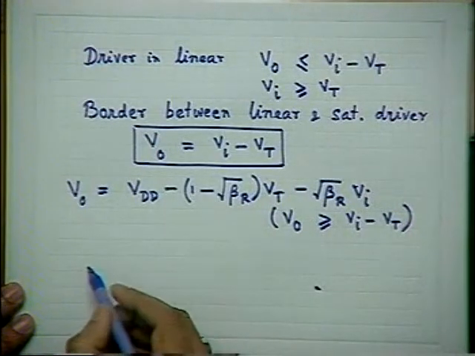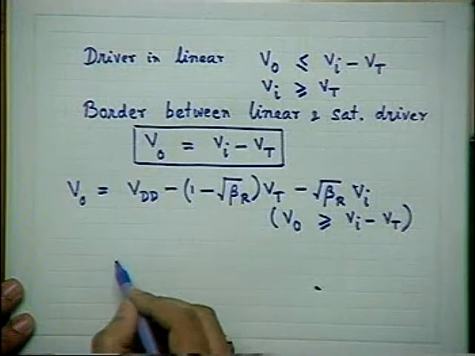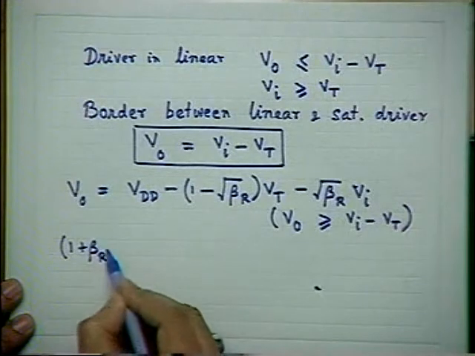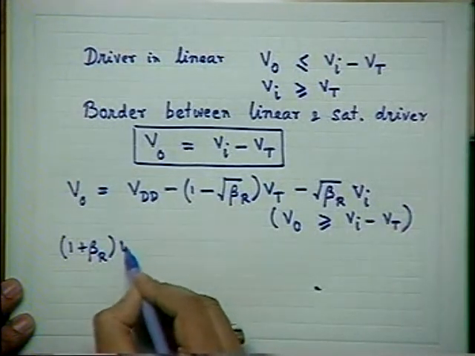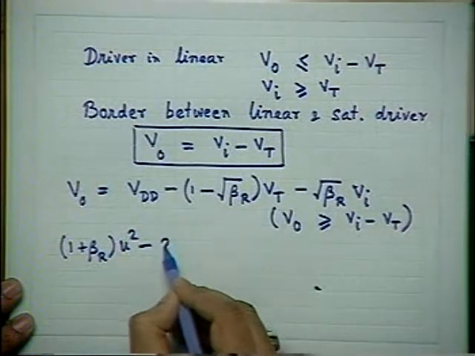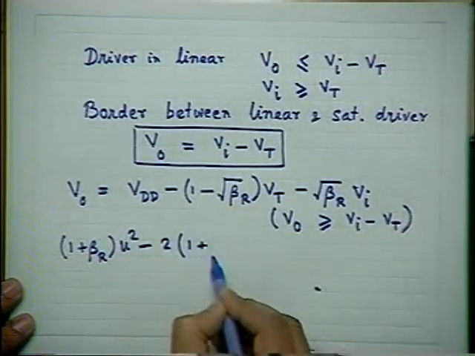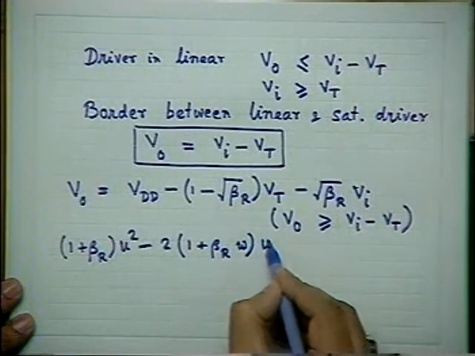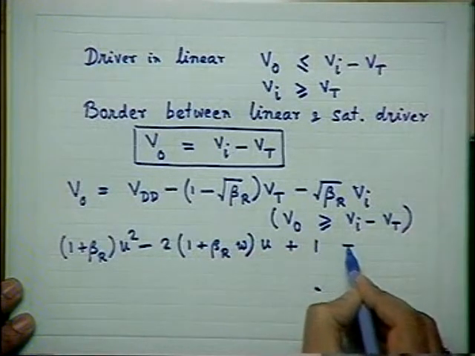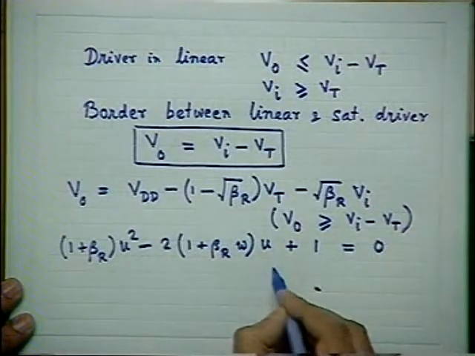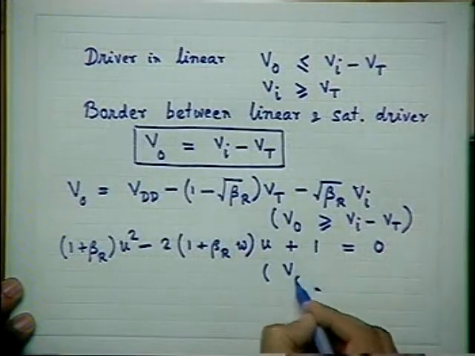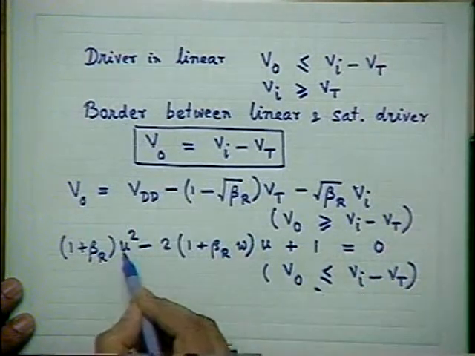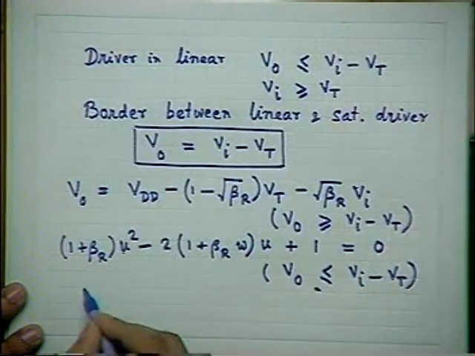Whereas for the other case, we wrote an equation in the quadratic form. Let me rewrite: (1 plus beta R) U square minus 2 (1 plus beta R) W U plus 1 is equal to 0. I have to solve this equation. This is valid for the situation that VO is less than or equal to VI minus VT, where U and W are normalized output and input respectively.